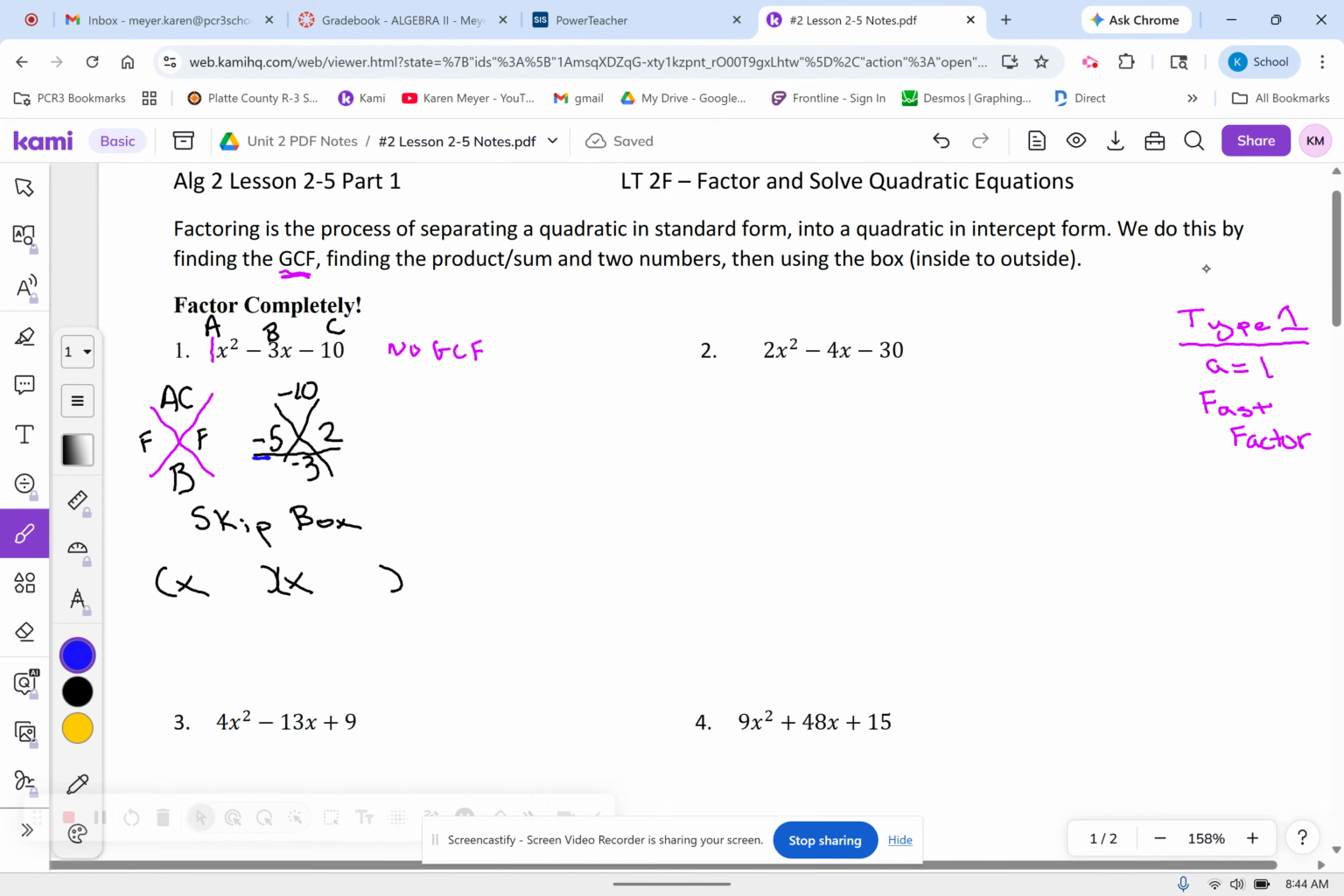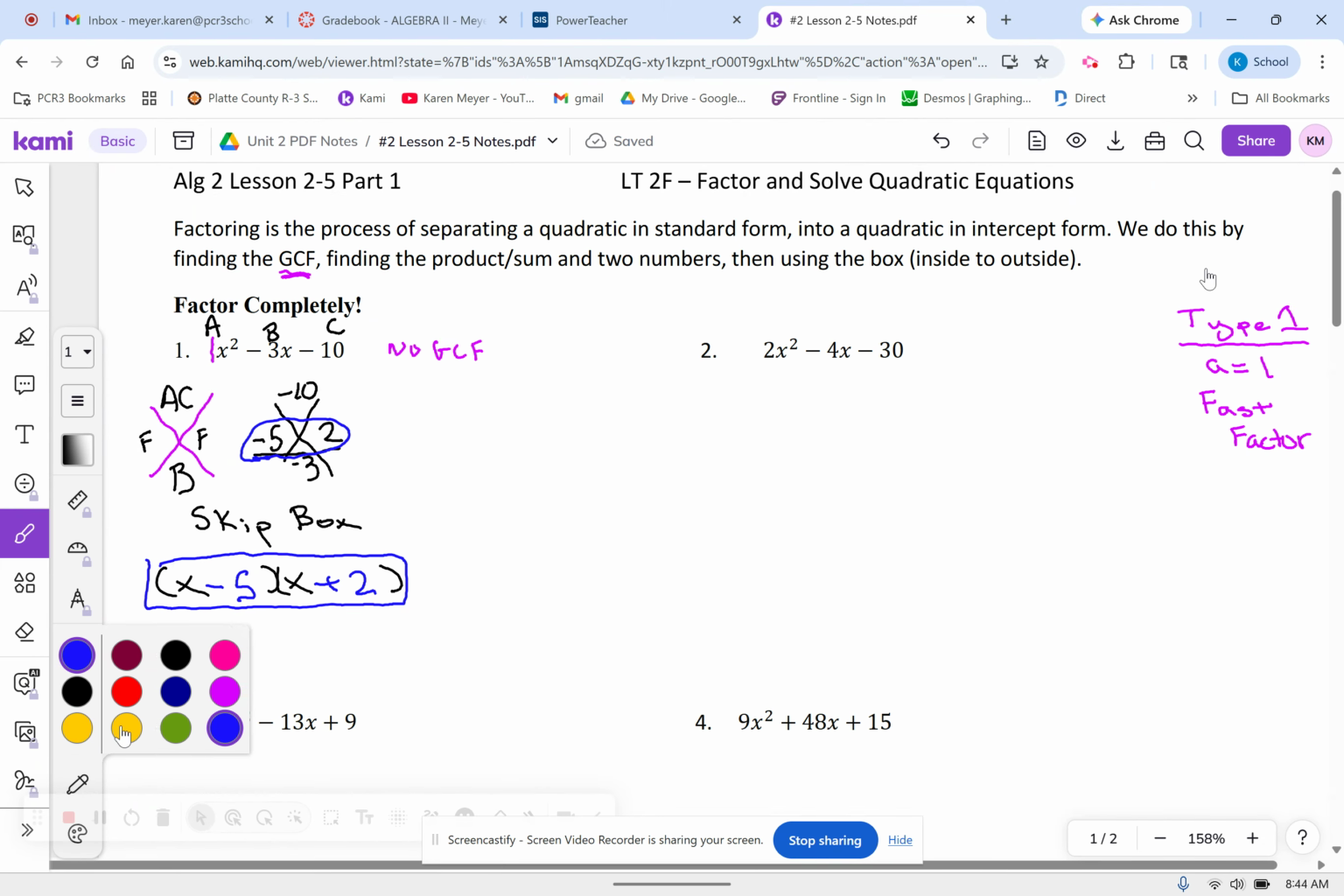You're going to take your two side numbers here, and they are going to drop into the parentheses. One of them goes into each parentheses. So then your final answer would be x minus 5 and x plus 2. It doesn't matter which parentheses you write first, just as long as you have the negative with the 5 and the positive with the 2.